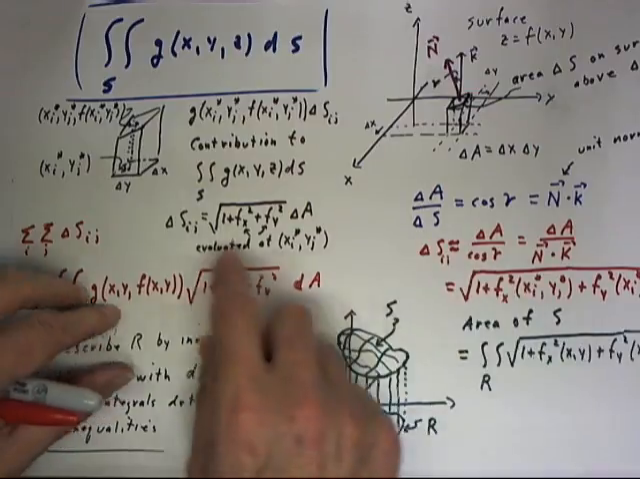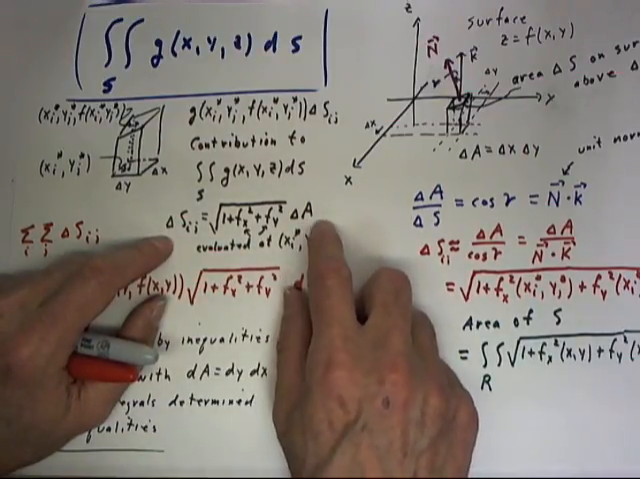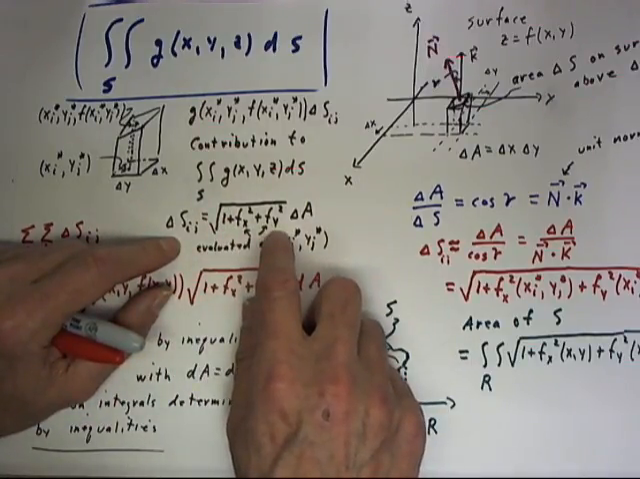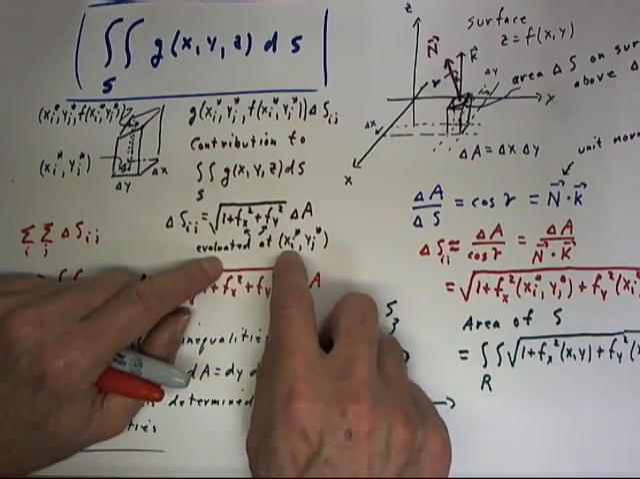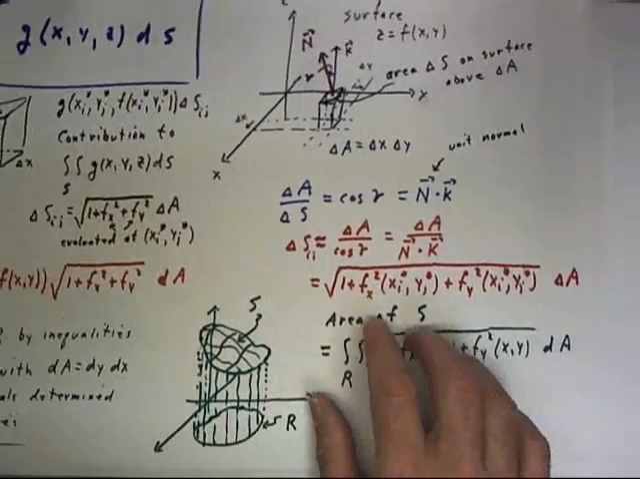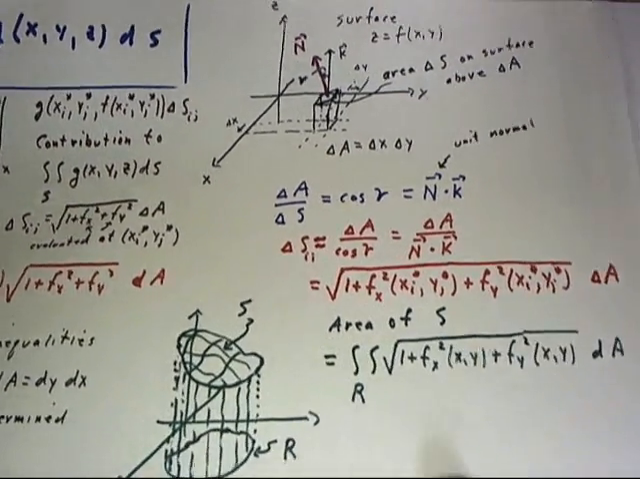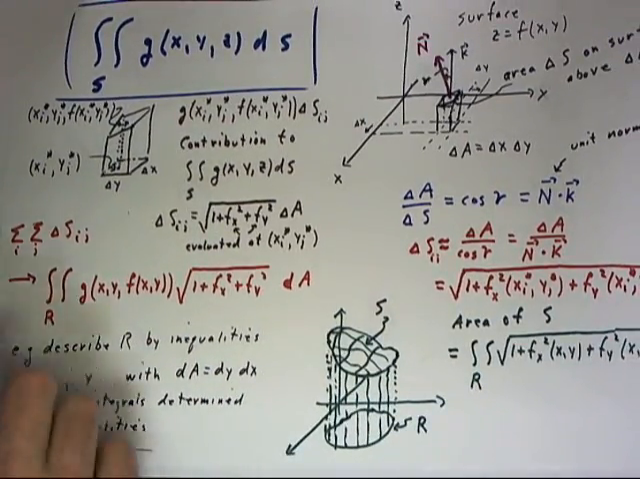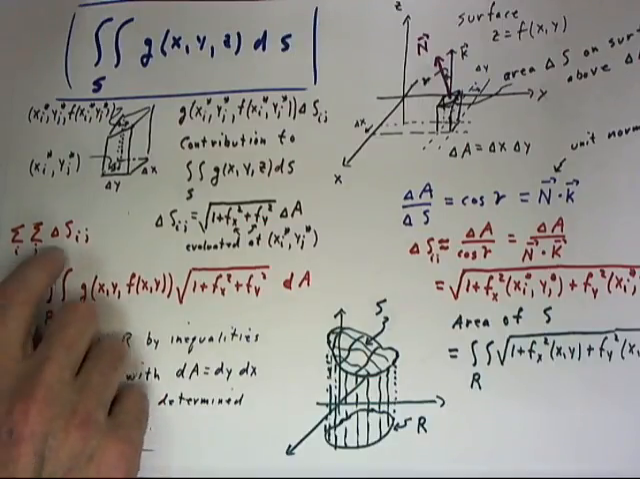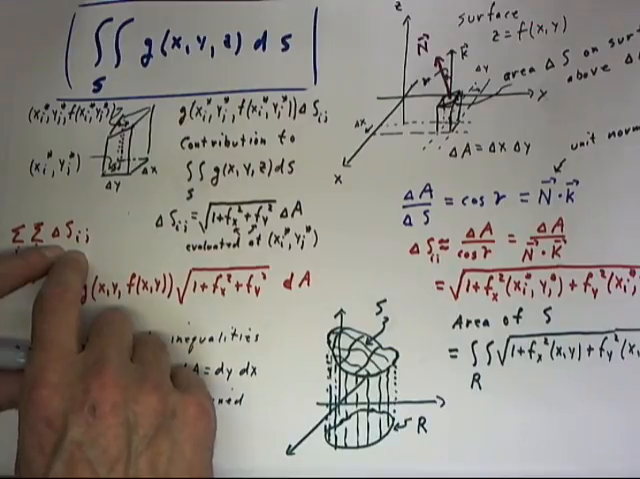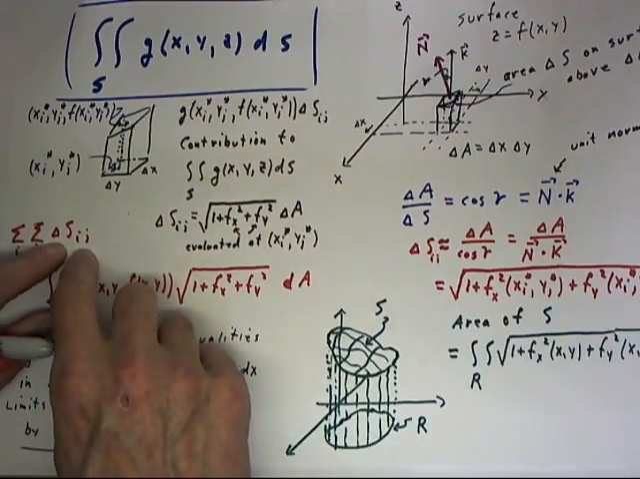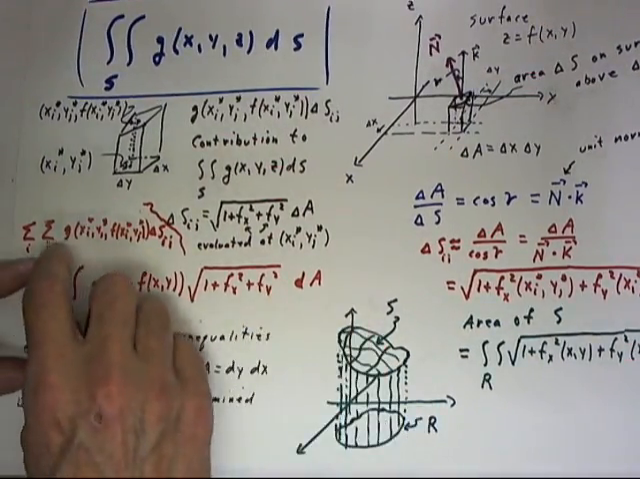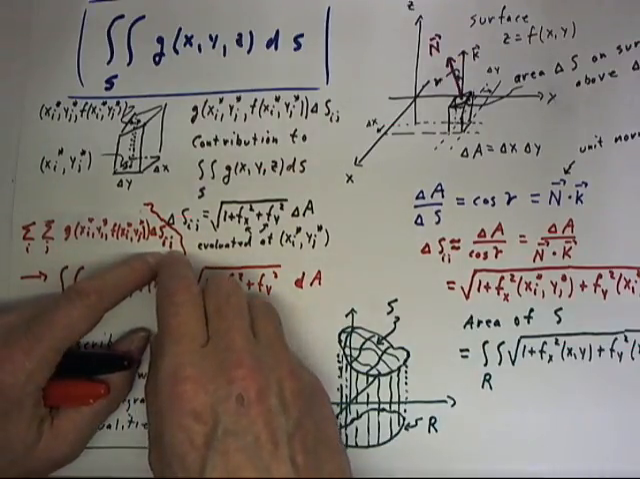Now, as we showed here, delta Sij is equal to simply delta A, our area increment, multiplied by the square root of 1 plus fx squared plus fy squared, where fx and fy are evaluated at xi star, yj star, as it's written out here, so that the sum of our Sij, the double sum over i and over j, to get our total of all our Sij's, and that's not right, let me correct that.